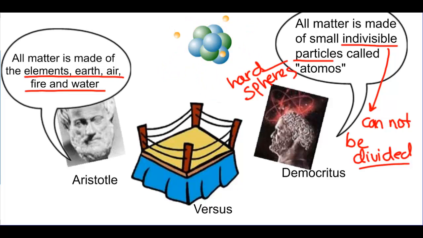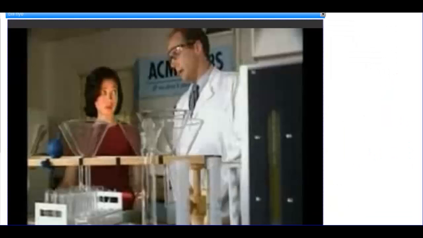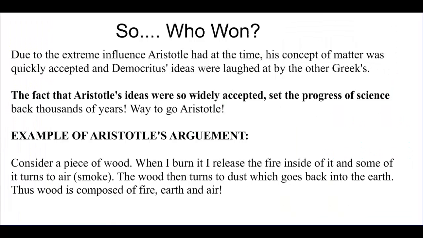Okay? And unfortunately, at the time, what people accepted and what people believed in was the popular opinion. And Aristotle was a lot more popular than Democritus and had a lot of influence. So his ideas were more widely accepted than Democritus's ideas. Okay? And Aristotle had a little argument. He said that, if you have a piece of wood and you burn it, you release the fire inside of it. And that fire turns into air. And then the wood turns to dust, which goes back to the earth.